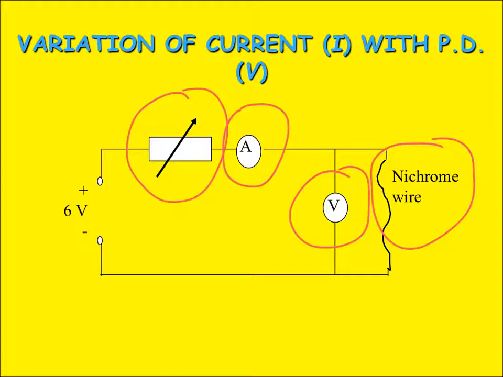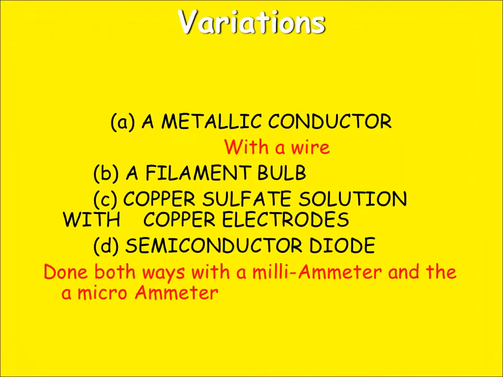Now, as well as putting the nichrome here, you can put the bulb where the nichrome is. You can put a liquid like copper sulfate with copper electrodes to look at the flow in an electrolyte. And you can also put a diode, either placed forwards or reverse, depending on whether you're looking at forward or reverse bias. So, as I said, metal conductor, filament bulb, copper sulfate solution with copper electrodes, semiconductor diode.